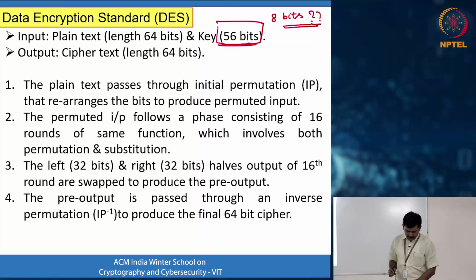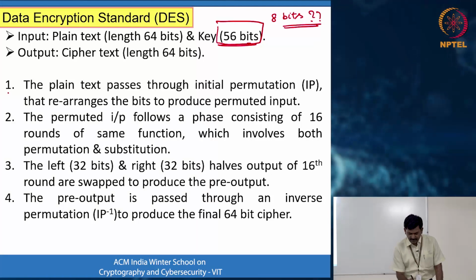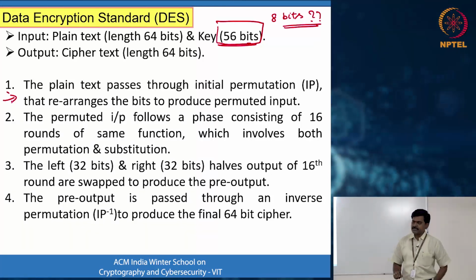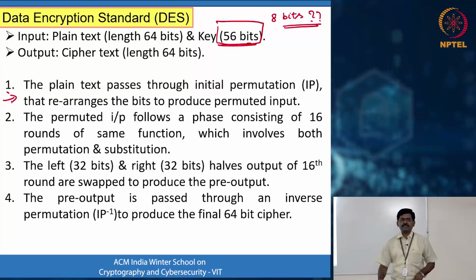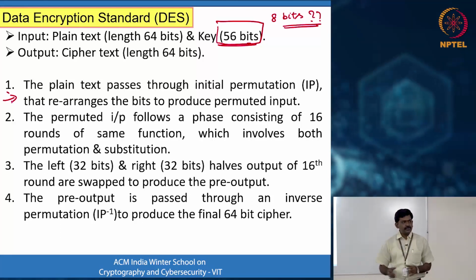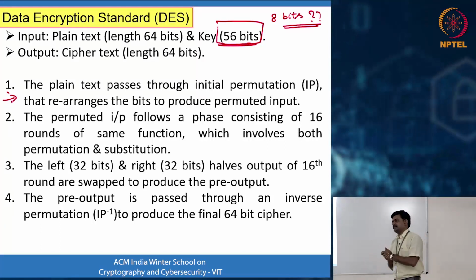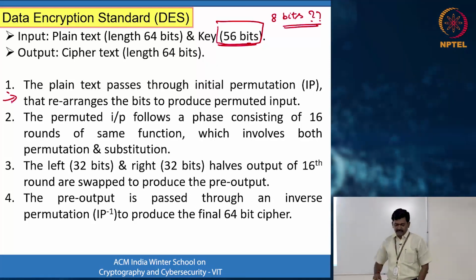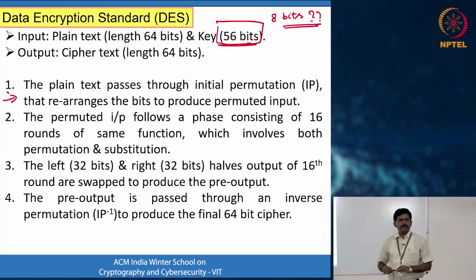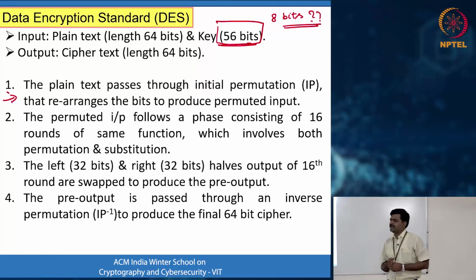So there are encryption algorithm steps. Number 1, the plain text initially undergoes a transformation through the initial permutation operation. That is the first step of the algorithm: to permute the given input of 64-bit length. For that purpose, what is needed?